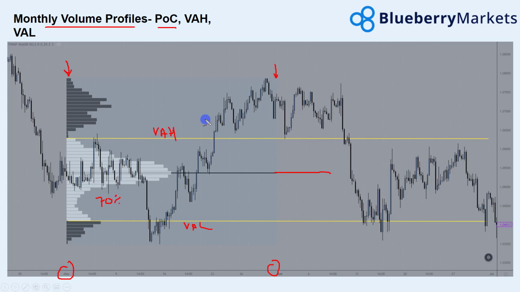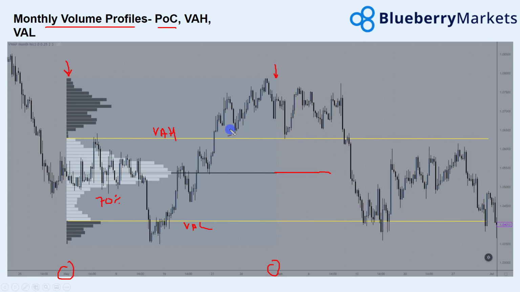Now why is that important? Well, if price trades outside of that value area, we could either see price discovery further up or price discovery further down. If price comes back within value, we could see price trade from one side of value to the other side of value and things like that. So I really like the volume profile in that case.